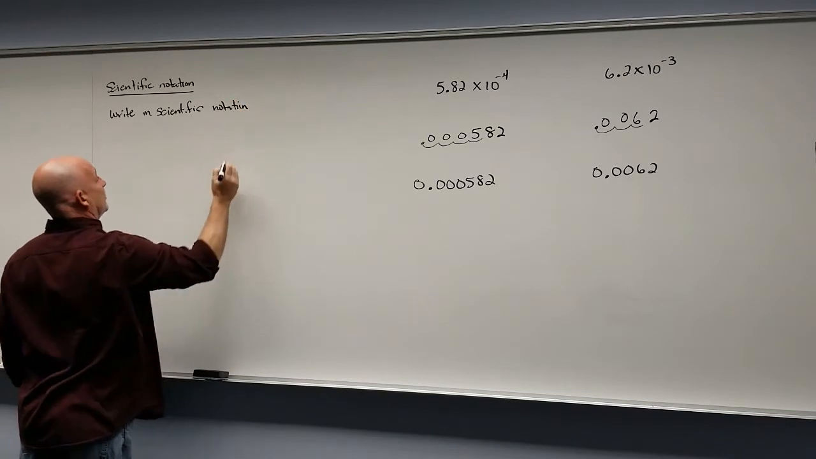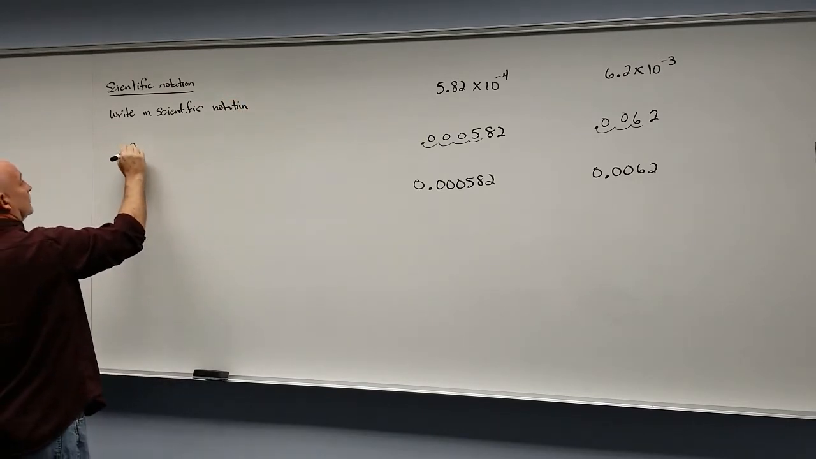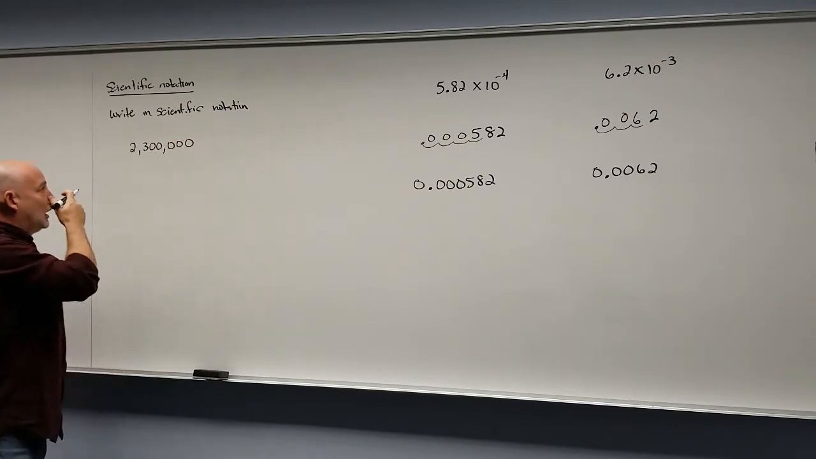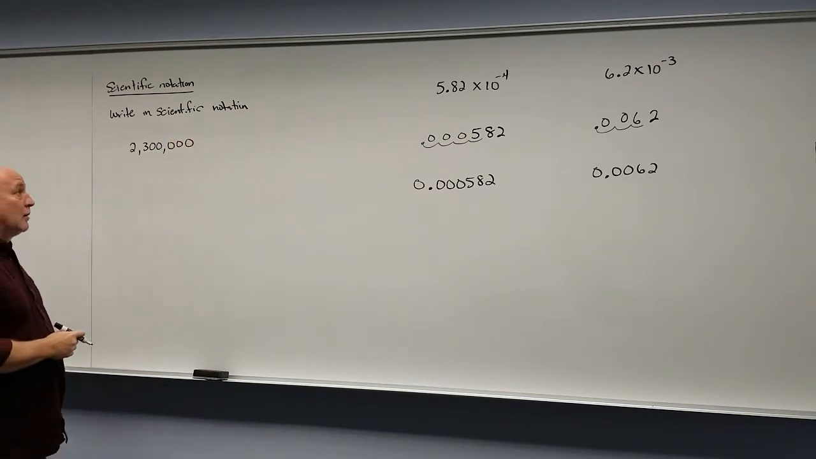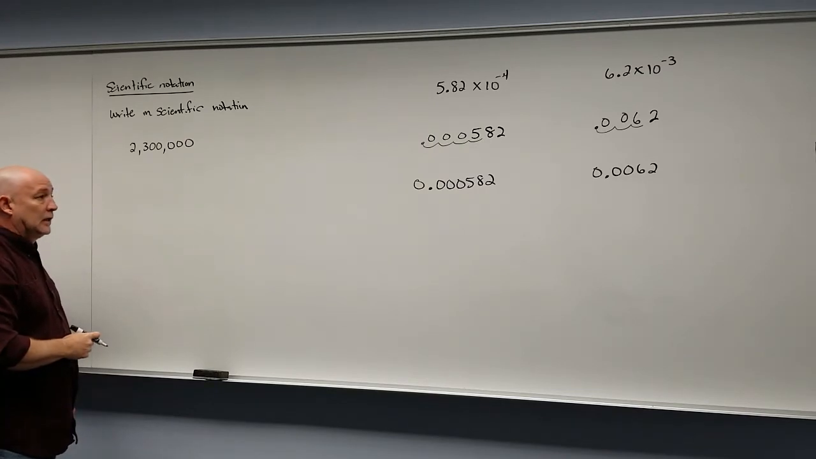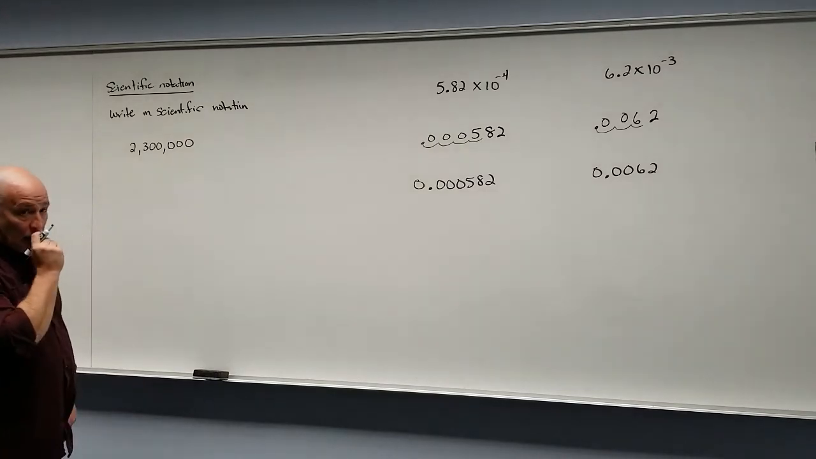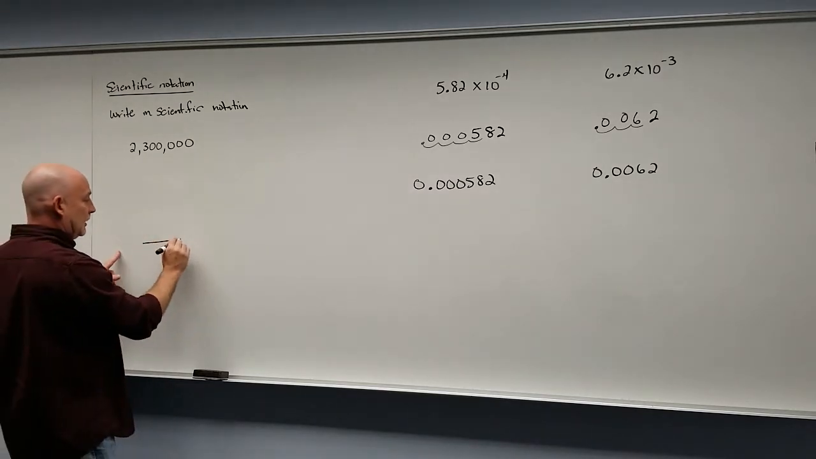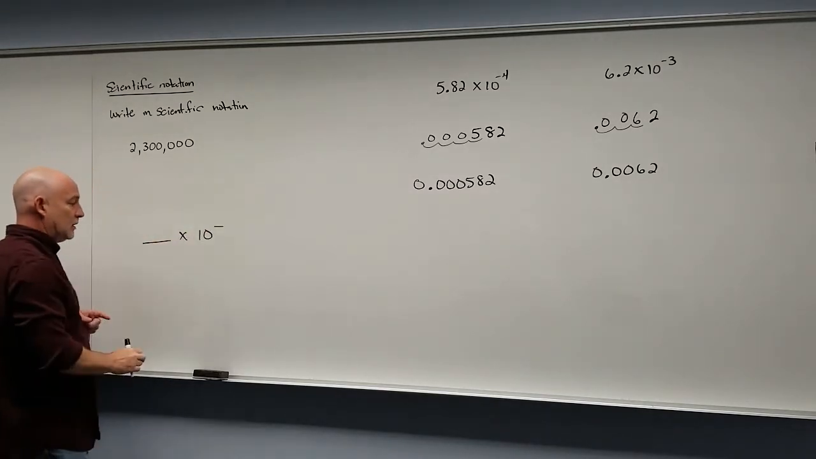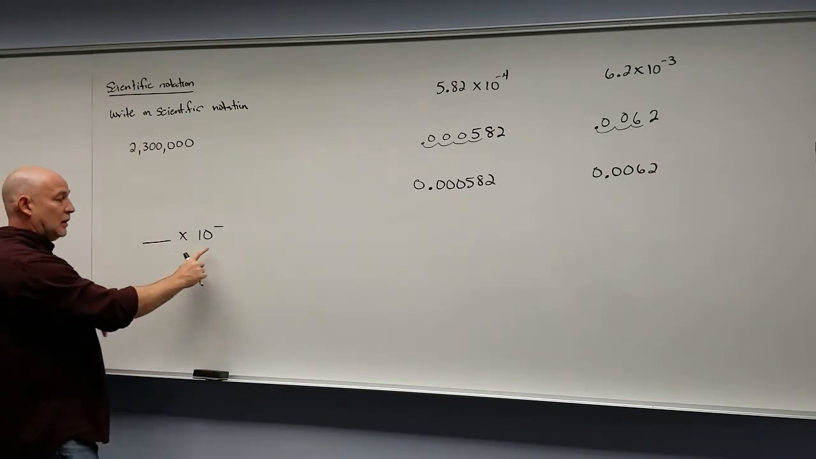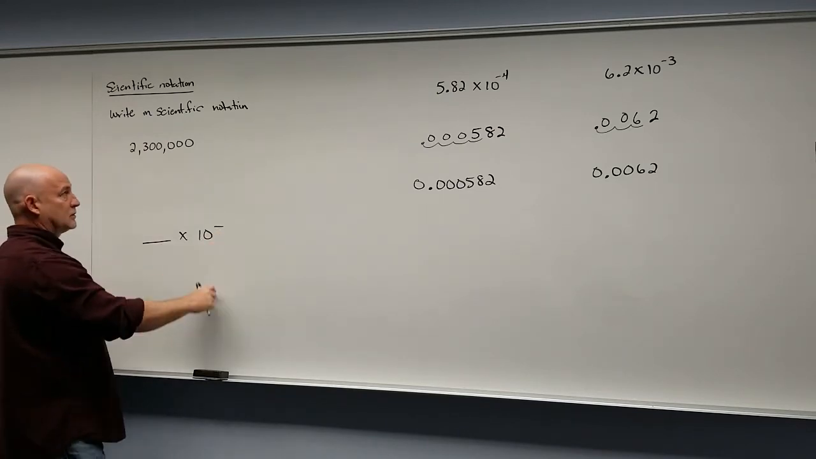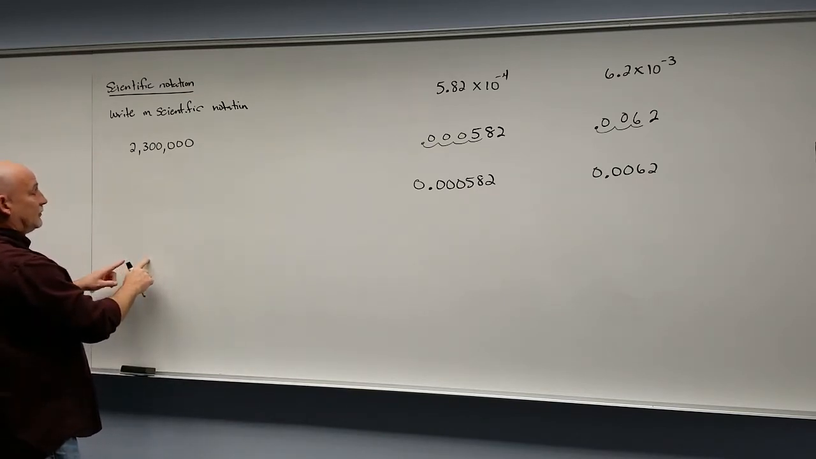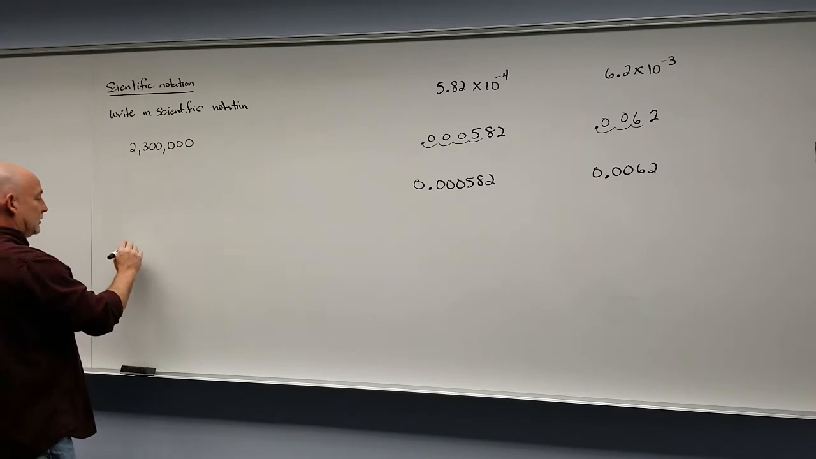So we're going to start with a number that kind of looks like this. Let's go 2, 3, 0, 0, 0, 0, 0. So 2,300,000. How do we write this in scientific notation? All right, we need 2 rules. We know we need a number out front here, and then we're going to multiply by 10 to the something here. So the 2 things we need is what number goes out here and what exponent goes up here for our 10.